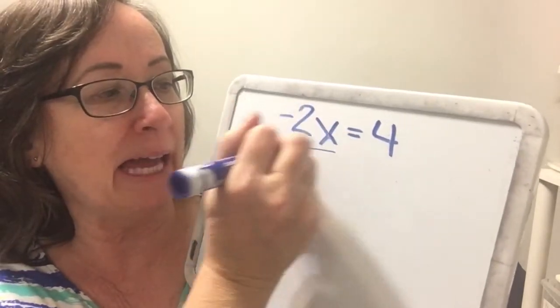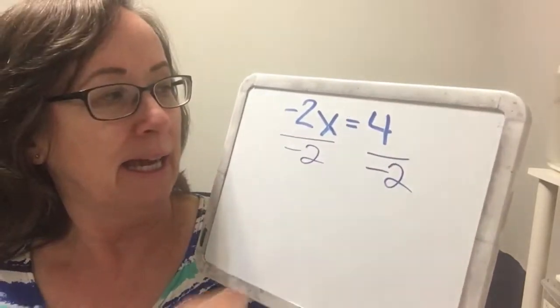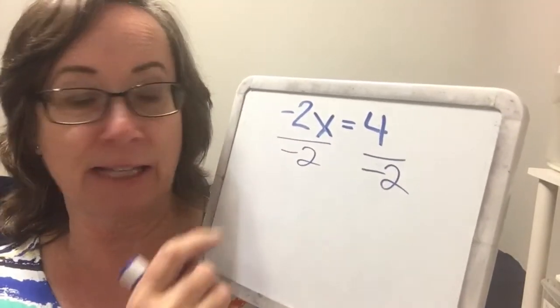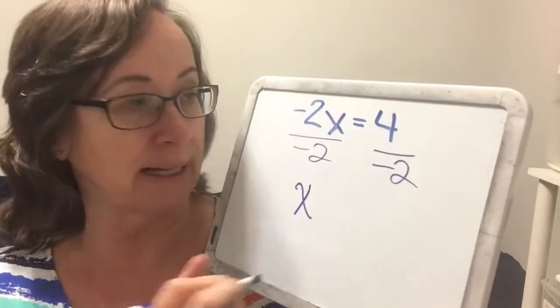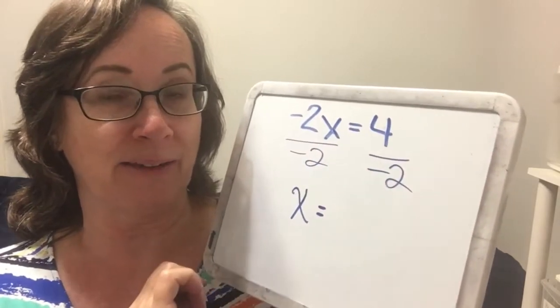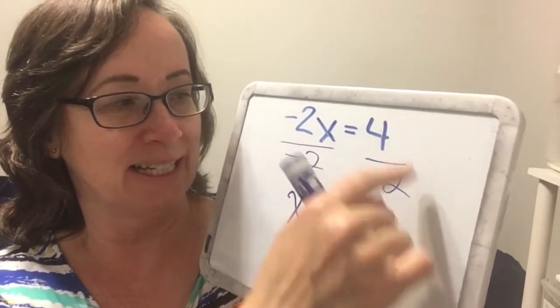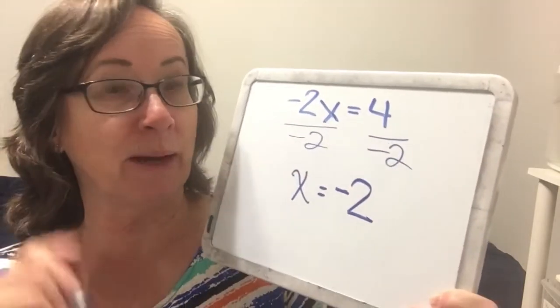We could divide both sides by -2. That's perfectly okay. And a negative divided by negative, -2 divided by -2, is just 1. So we end up with a 1x, or x, equals. Now a positive divided by a negative gives me a -2. So the answer is -2. All right, so that's one way to do it.